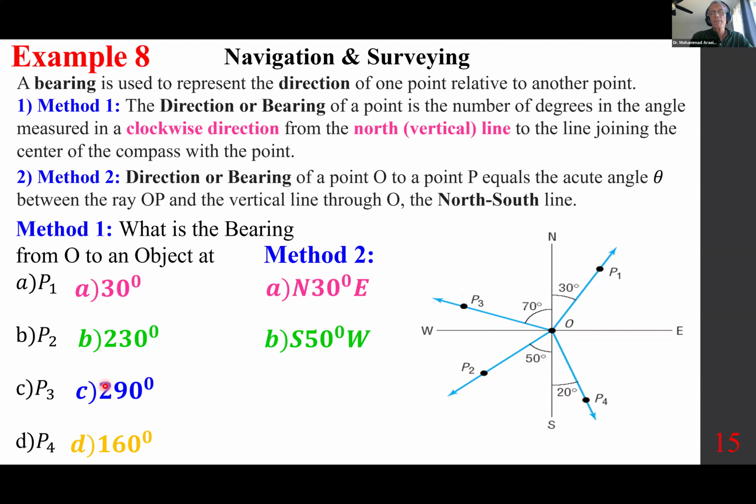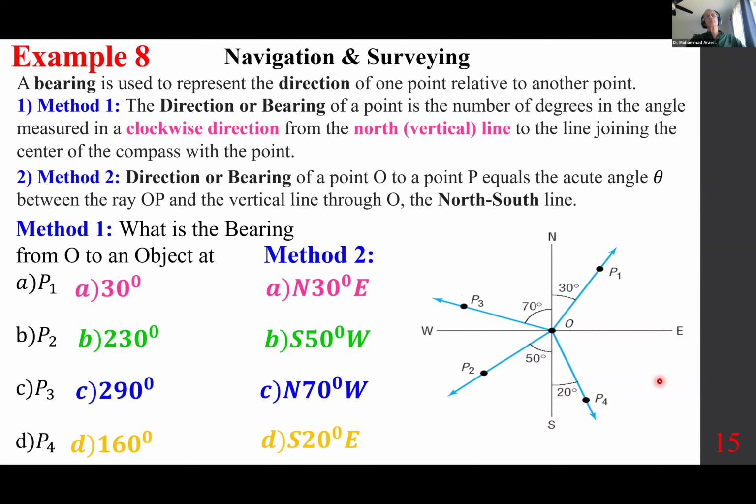P3, closer to north than south. So north, we write it first. The angle is 70 degrees. Again, to the left would be west. Finally, P4, closer to the south or north, is closer to the south. So first we say south, then we say the angle 20 degrees. To the right is east, south 20 degrees east.